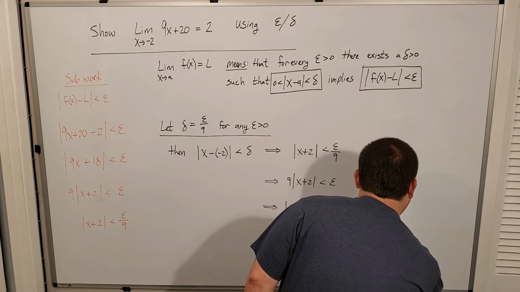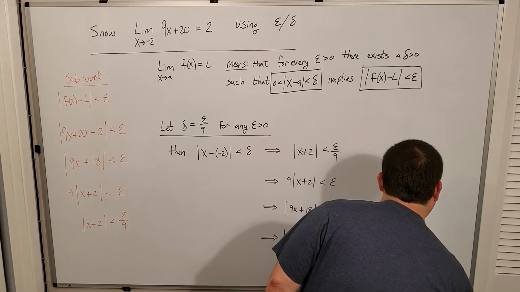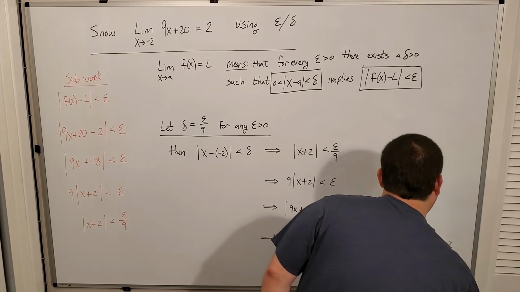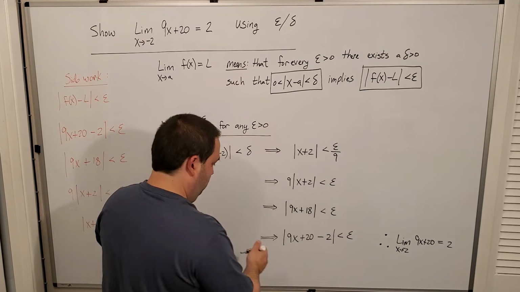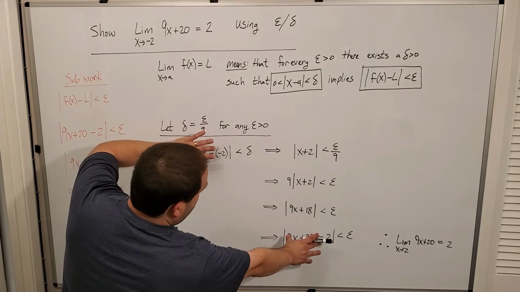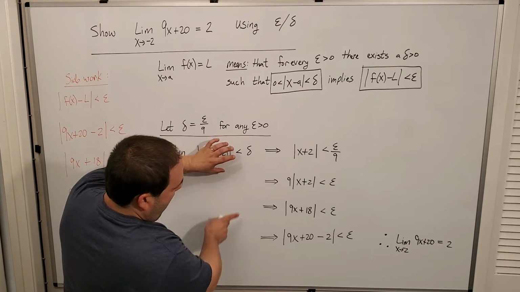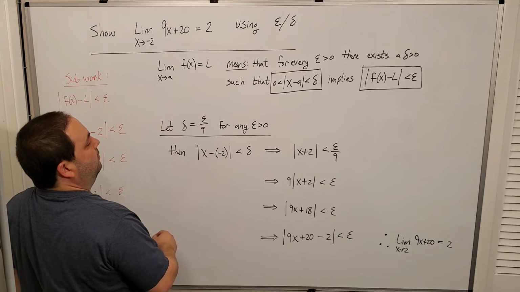Therefore, the limit as x approaches negative 2 of 9x plus 20 equals 2, right? Because here's f of x, here's my L, and the x and the a. That goes like these two statements. This statement is now implying that one. And this is the choice right here.